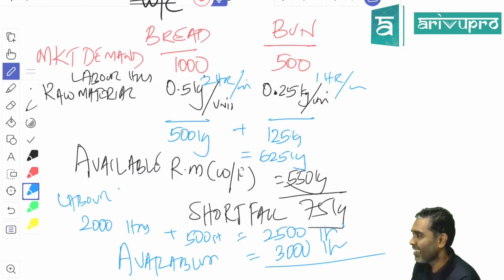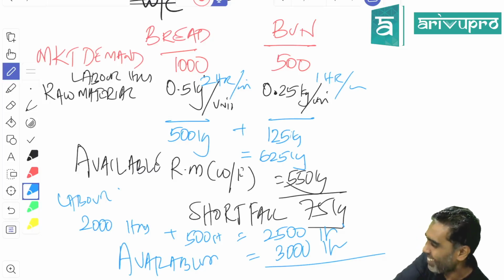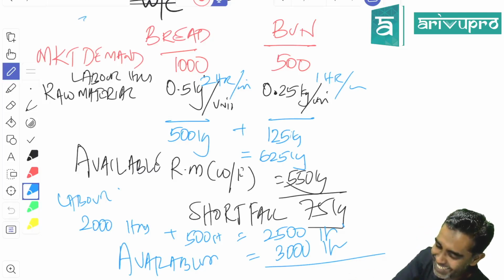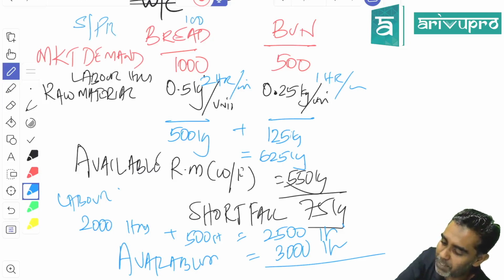Selling price. Do you want me to give the selling price? I can give it if you want. Okay, as additional information, the selling price of bread is 100 and of bun is 70. This is in dollars.